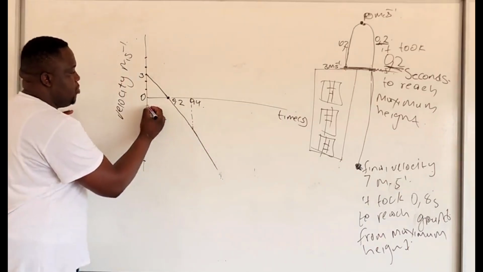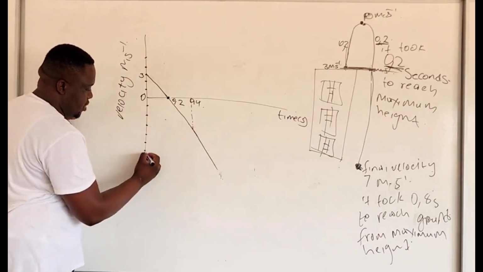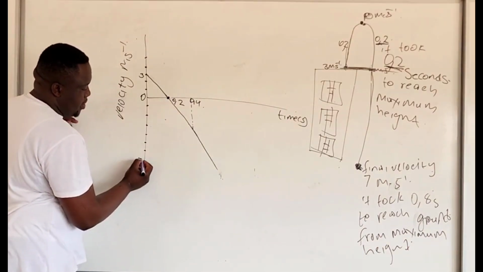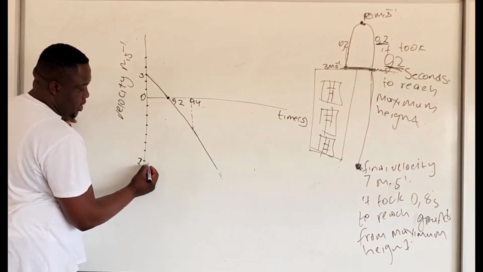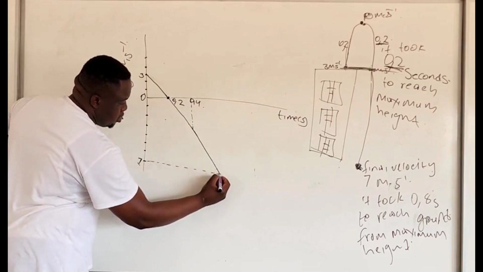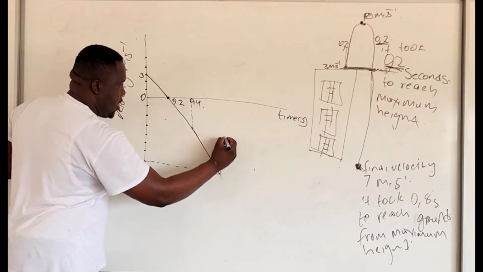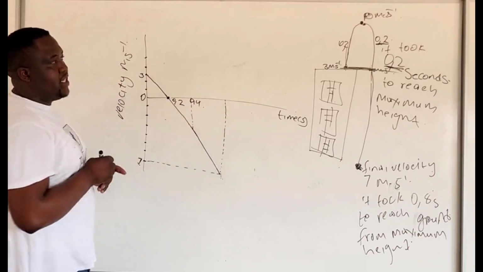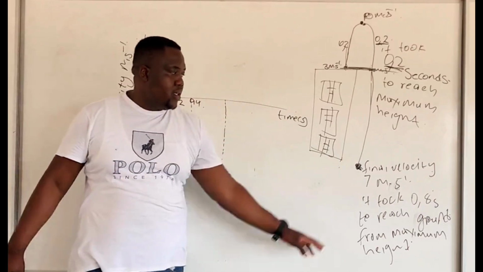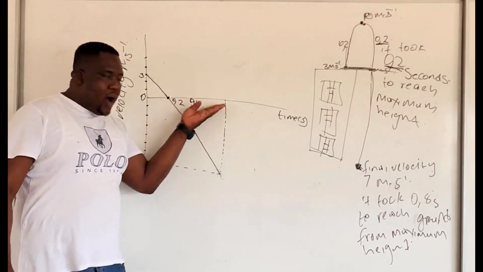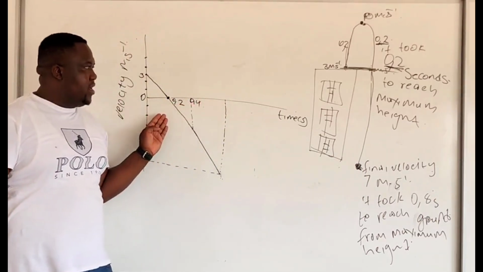It means this will be 1, 2, 3, 4, 5, 6, 7. Can you see? This is 7 meters per second. Now we want to know the time. They are saying that it took 0.8 seconds. Notice there is no way I'll be writing 0.8 seconds here.